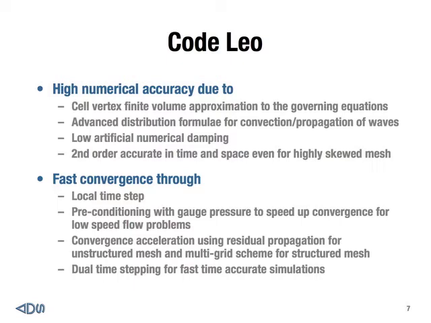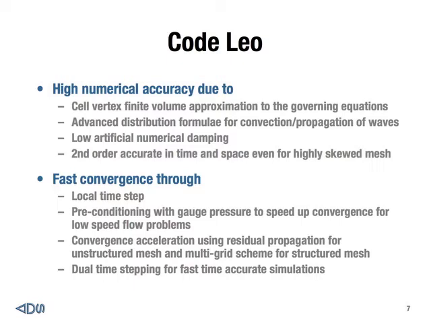So we solve 5 equations. In addition, we add 2 more equations to solve. If you talk about turbulent flow, that's the turbulent kinetic energy k and omega. We're using the Wilcox 98 model of 2-equation turbulence modeling.